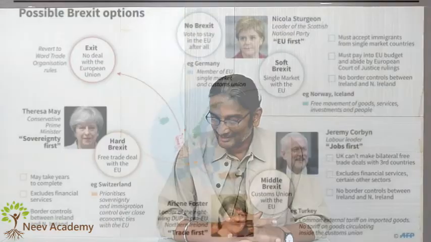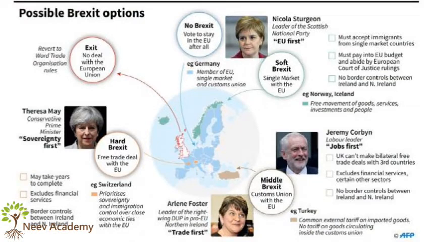Second thing is, they have agreed to give certain concessions to the British people. Okay, that does not amount, of course, to a renegotiation. So let's look at the first option, no Brexit. Is this possible?